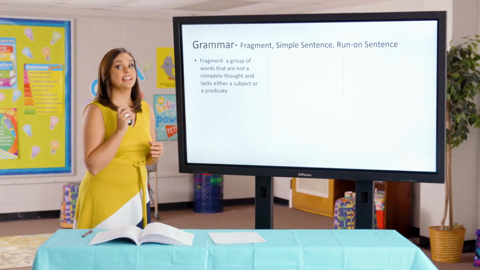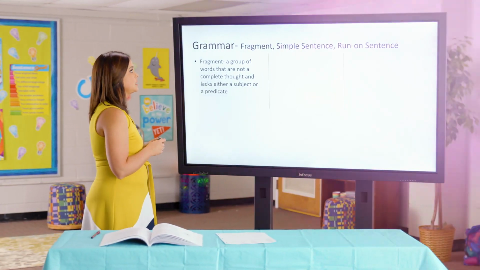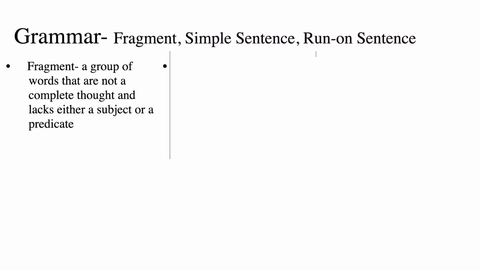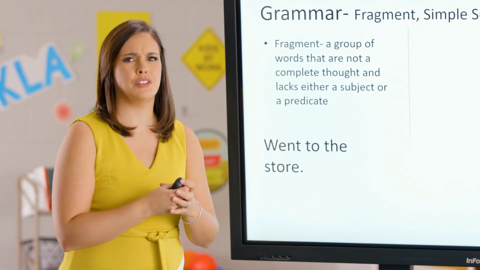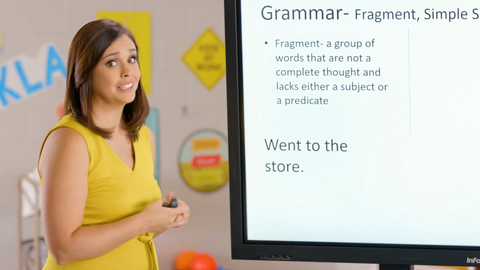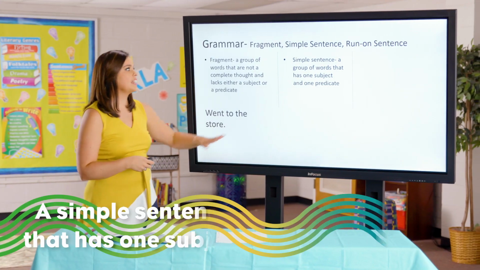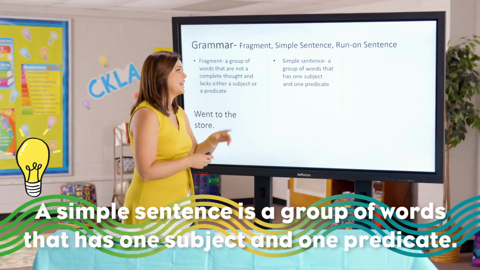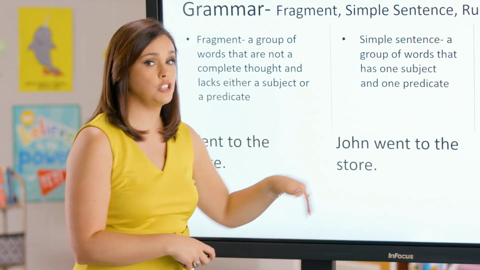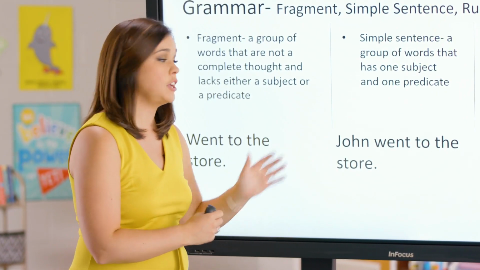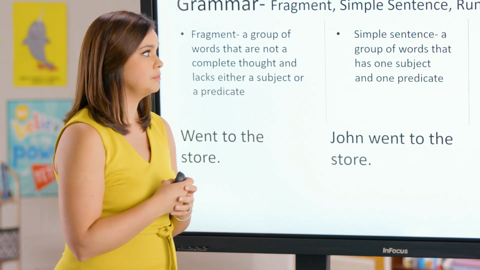Now let's take a look at some of the rules we've learned about sentences. We've learned that a fragment is a group of words that are not a complete thought and lack either a subject or a predicate, like went to the store. Who went to the store? We don't know because this is a fragment. We've learned that a simple sentence is a group of words that has one subject and one predicate, like John went to the store. John is the subject and went to the store is the predicate.